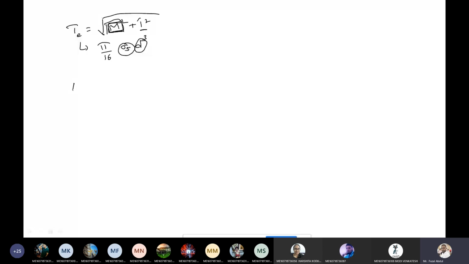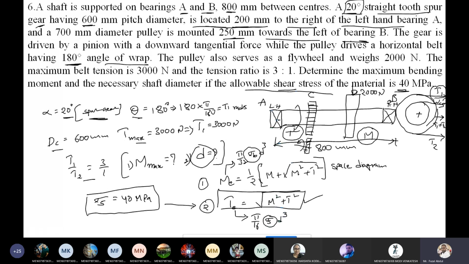See, to calculate T first, what is T? Torque on the shaft. Go to the first slide. What is the equation to calculate the torque? From the power equation we can calculate it. So what is the power equation here?